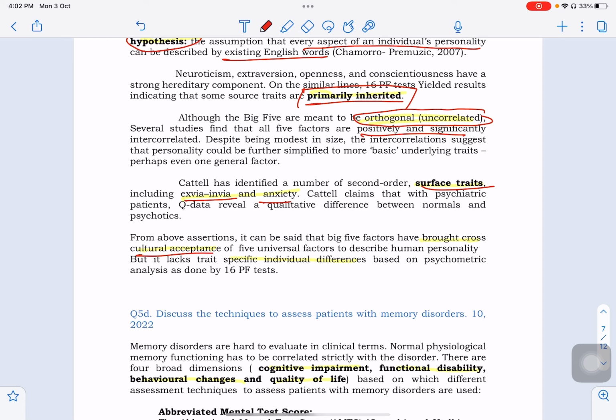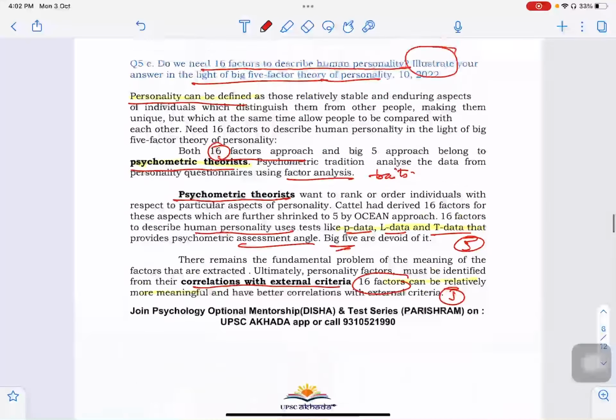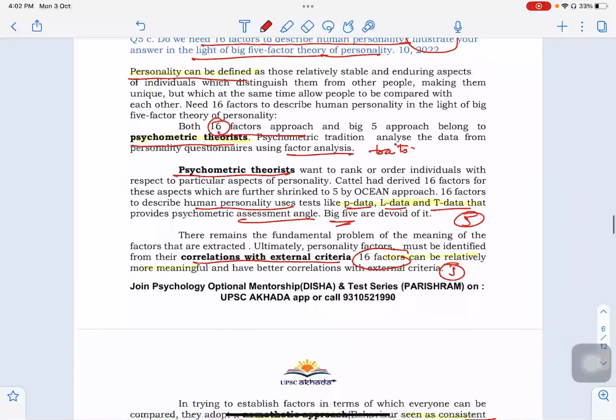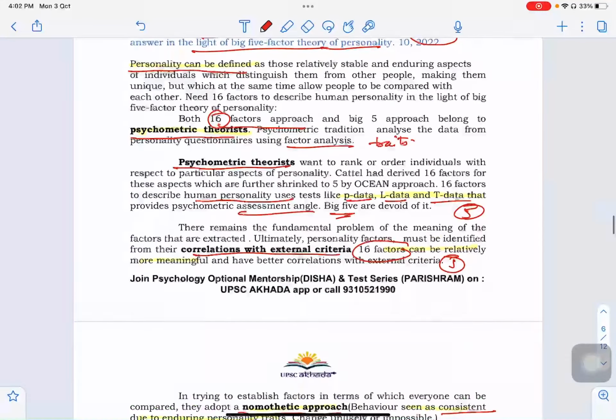So we can say that cultural acceptance भी है, around 40 countries में भी 16 factor theory की acceptance है. और Big Five में specific individual differences relatively less हैं, because वहाँ 16 factors हैं, यहाँ 5 factors हैं. तो we can say 16 factor और psychometric aspect में भी 16 factor का use किया जा सकता है personality को study करने में. So it's a bit analytical question. I took a lot of time to conceptualize these points. Hope you find it relevant.